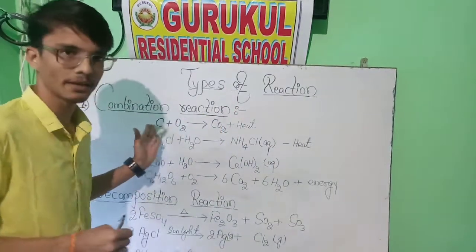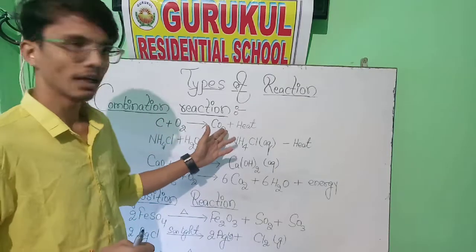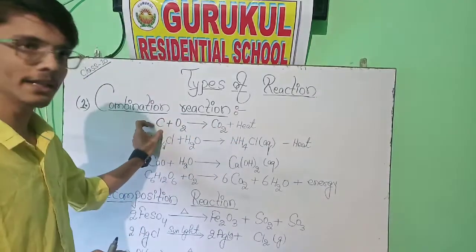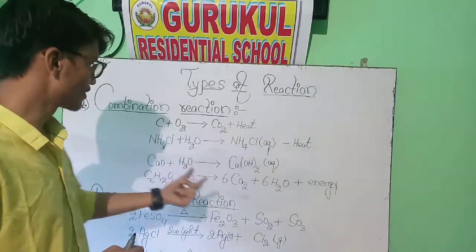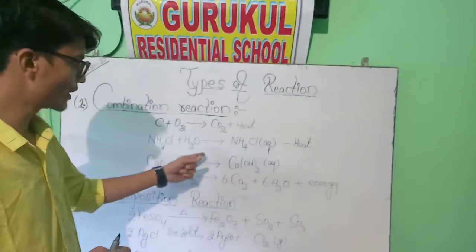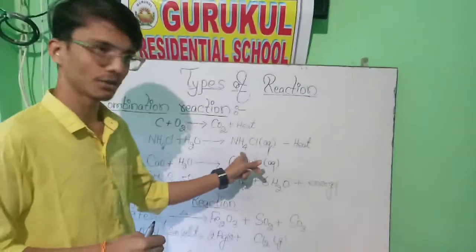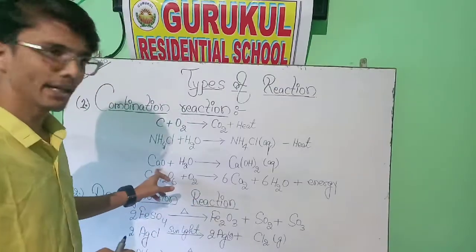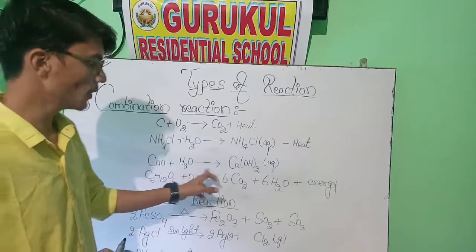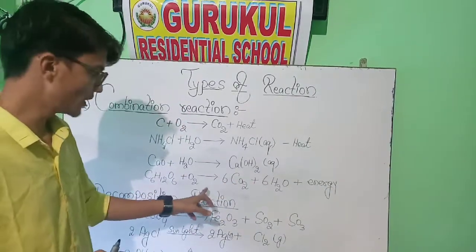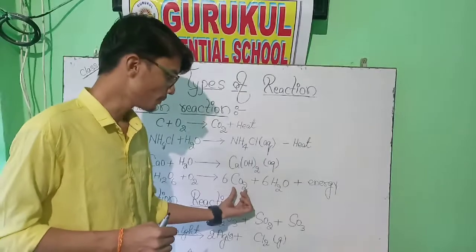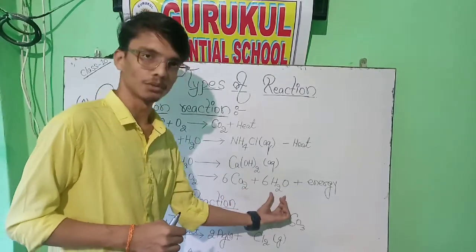An example is when carbon reacts with oxygen, it produces carbon dioxide. Carbon is a single element, oxygen is a molecule, and it produces one molecule of carbon dioxide. When NH4Cl reacts with H2O, it gives NH4Cl. When CaO, calcium oxide, reacts with H2O, it will give calcium hydroxide. When glucose reacts with oxygen, it gives carbon dioxide and H2O.